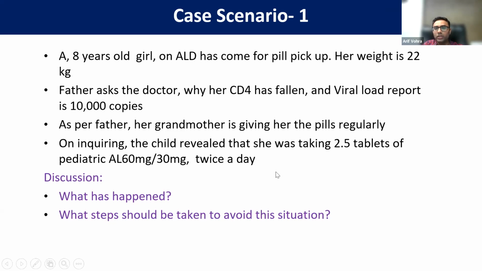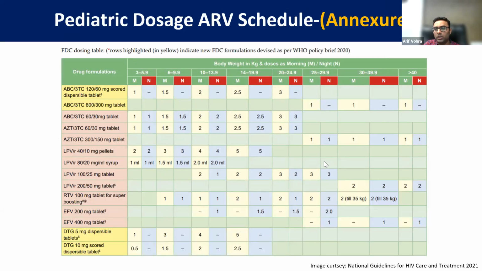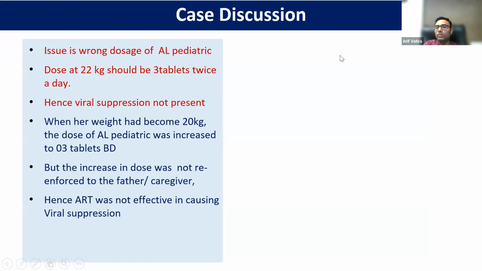So here, the weight of the child is 22 kg. Look at this chart. The child will fall into the 20 to 24.9 kg weight band, and the dose of AZT with lamivudine with DTG should be 3 tablets twice a day, morning and evening. You can see 20 to 25 kg, 3 tablets in the morning and 3 tablets in the evening. So the issue here is that the child has not been prescribed a proper dosage of that particular drug.